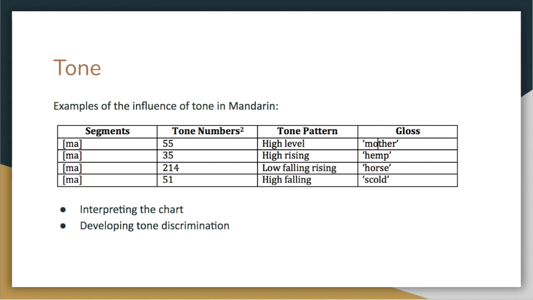Tonal languages, including Mandarin, have steady tones, high tones, mid-tones, and low tones that each convey different meanings. The chart on the slide is an example of how the word "ma" can refer to four different things based on varying tones. For example, mother, hemp, horse, and scold. The numbers in the chart have to do with the tone level, and the tone patterns have to do with the high level, high rising, low falling, rising, and high falling.